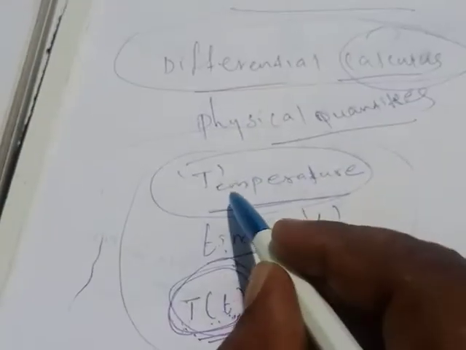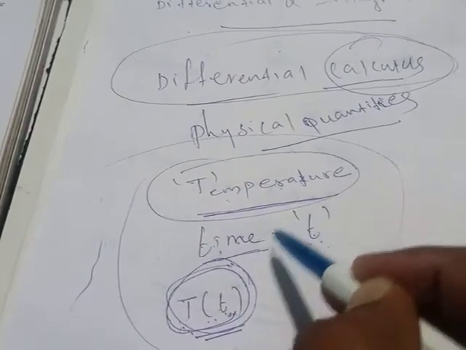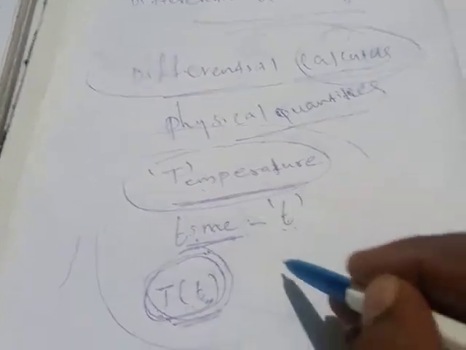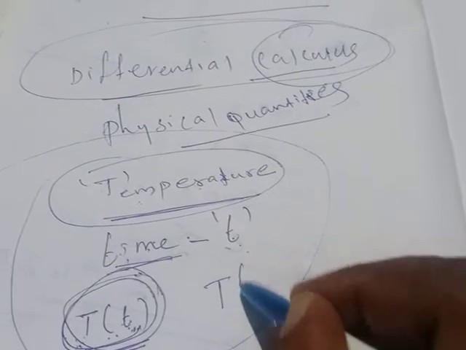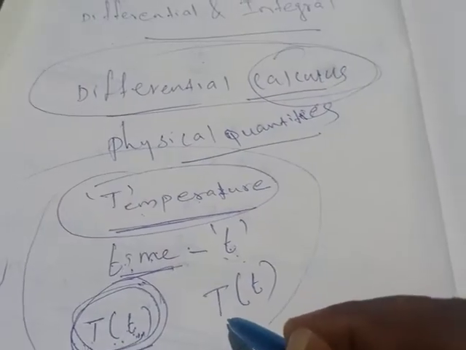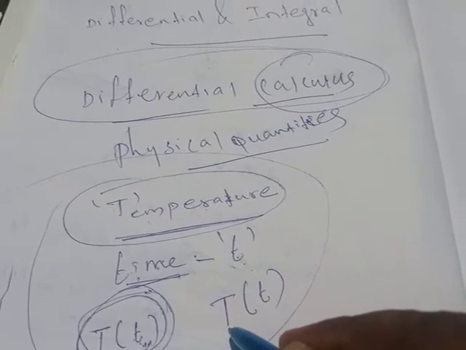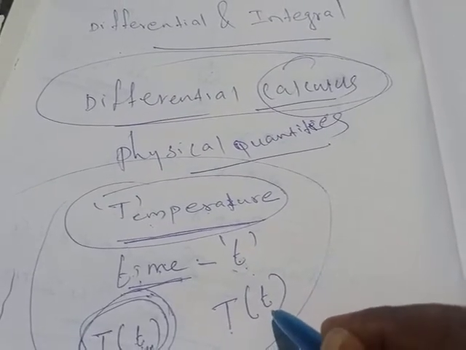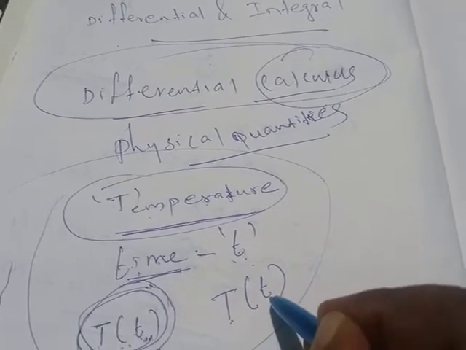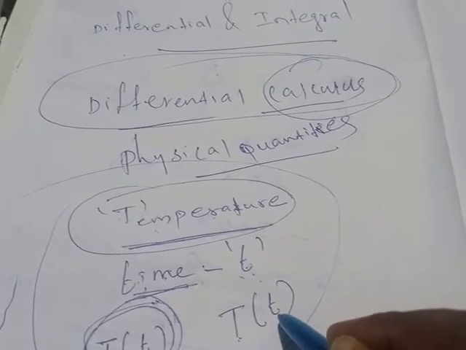So here you can see the temperature is changing with time, isn't it? So this we are writing T of t. What is the meaning of this? It means temperature as a function of time.